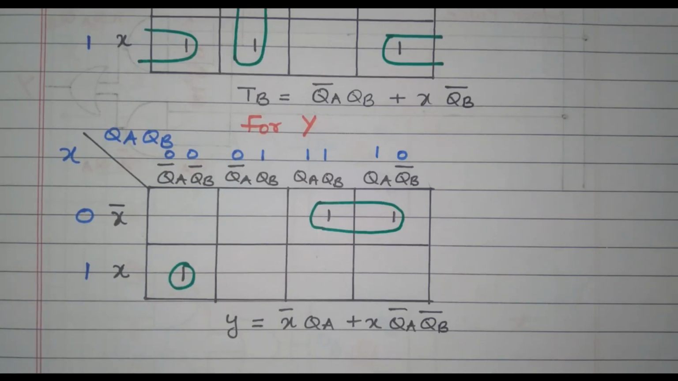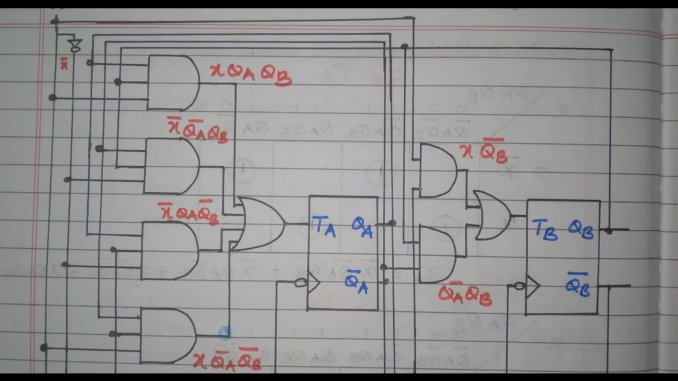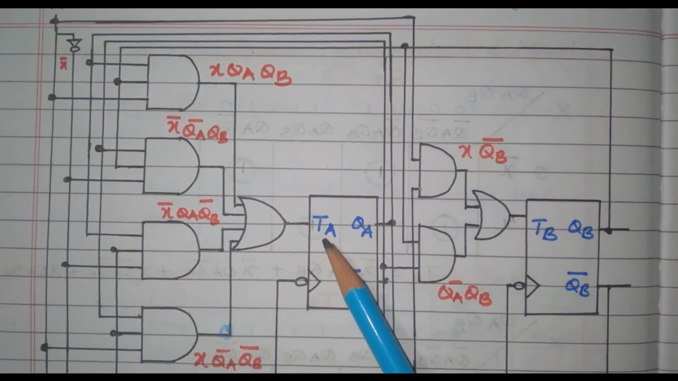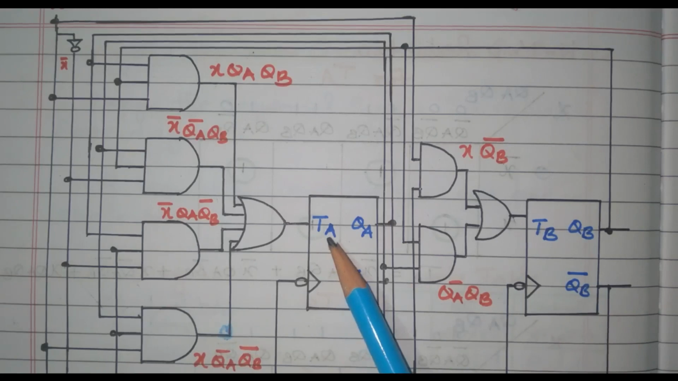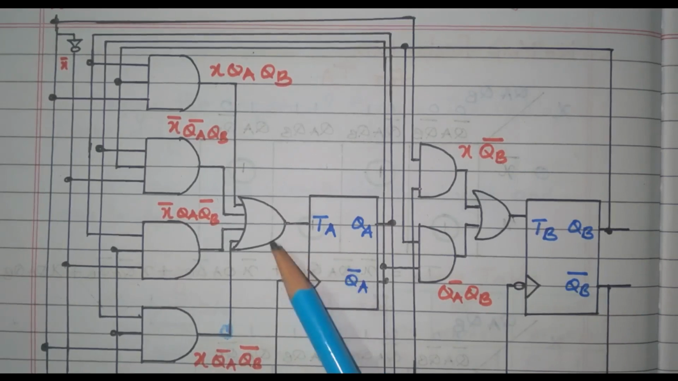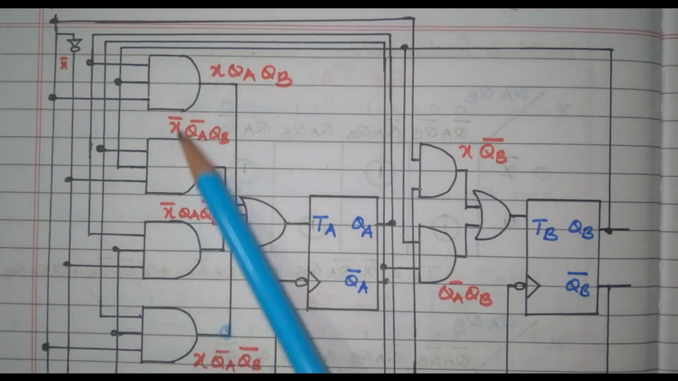So, these three expressions should be implemented with the T flip-flop. Now, we will go to the logic diagram. So, we have two T flip-flops available, TA and TB. The corresponding outputs are QA, QA bar, QB, QB bar, right. What is the input to TA? TA has four terms added together. For that we have one OR gate. For multiplying the terms we have 4 AND gates.